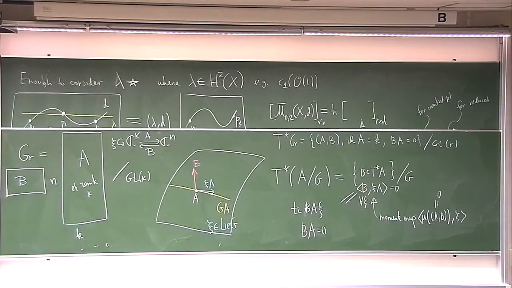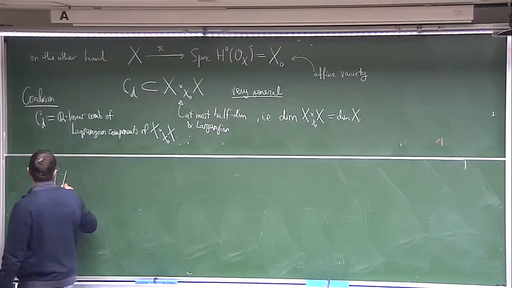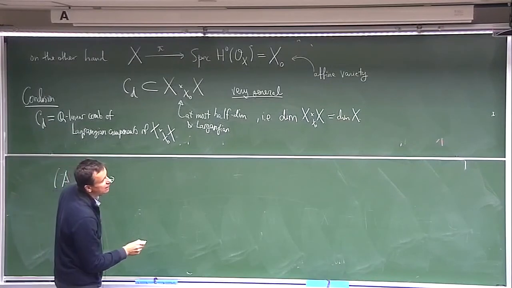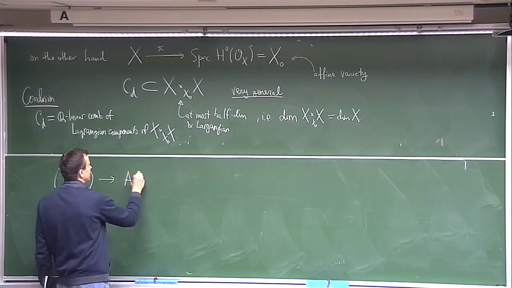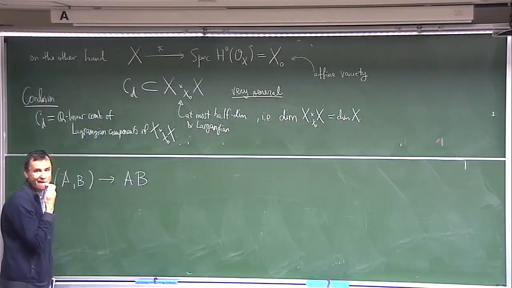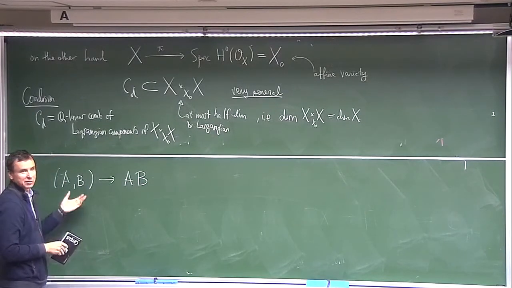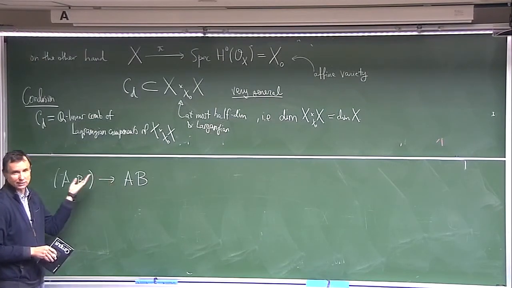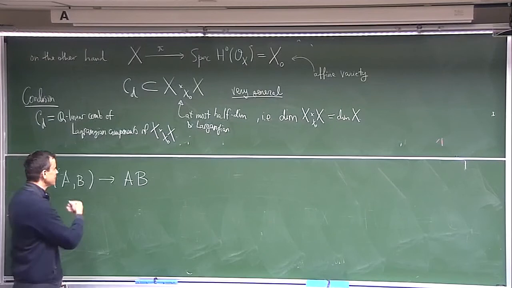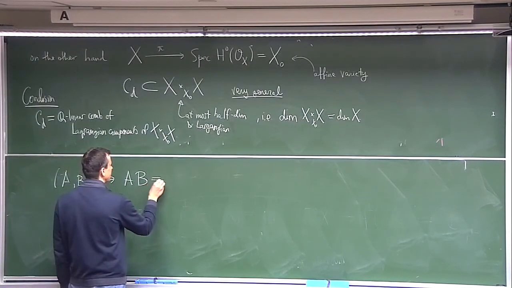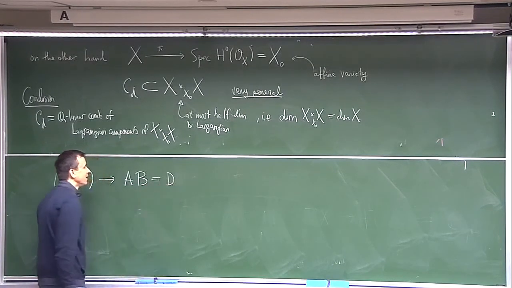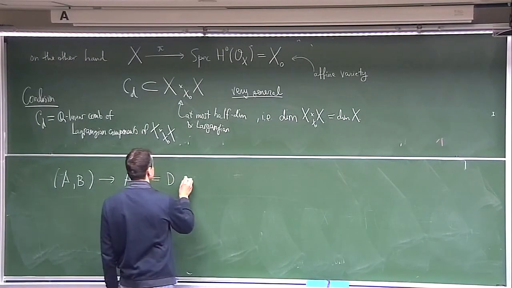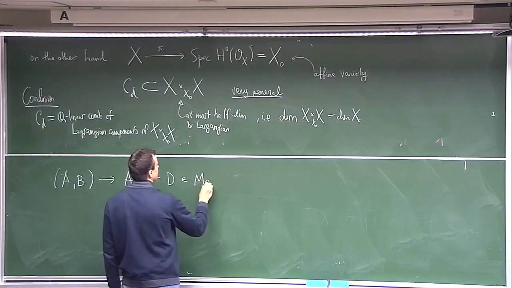So if I pair AB, then this going to A times B, this is an invariant. And all matrix coefficients of this are invariant, and this is a complete set. So what's the image of this map? Well, maybe we'll call this matrix, I don't know, D. So what do we conclude? D is a matrix of size n.